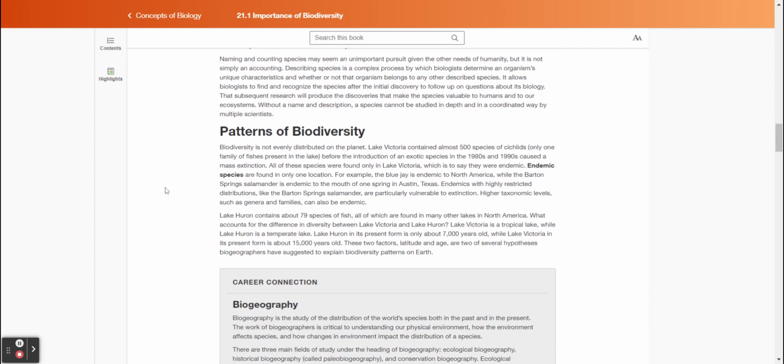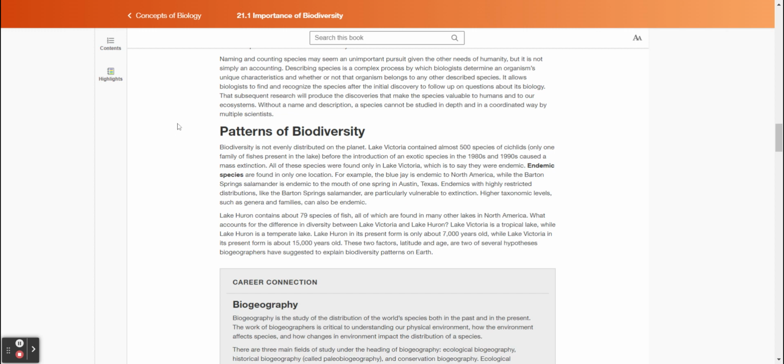Naming and counting species may seem an unimportant pursuit given the other needs of humanity, but it is not simply an accounting. Describing species is a complex process by which biologists determine an organism's unique characteristics and whether or not that organism belongs to any other described species.